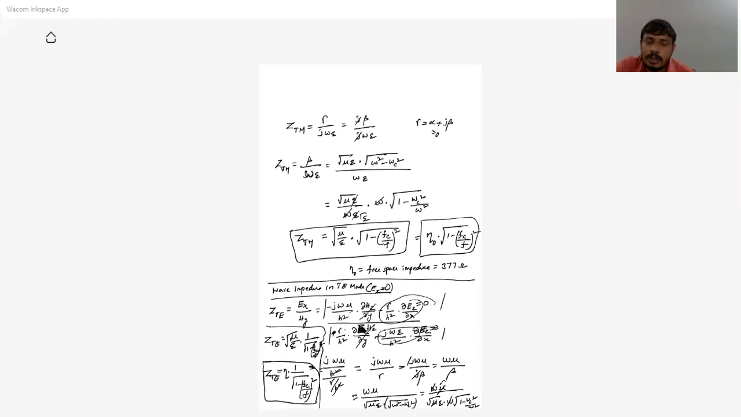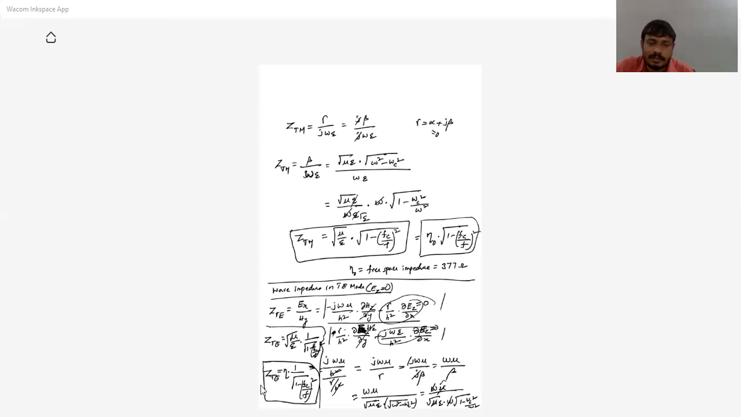We already know beta: root mu into epsilon, root omega square minus omega c square. Now we have to take omega out from this root, so into omega, root 1 minus omega c square by omega square. Now we can simplify this. ZTE is equal to root mu by epsilon into 1 by root 1 minus fc by f whole square. So ZTE is equal to eta into 1 by root 1 minus fc by f whole square, right?